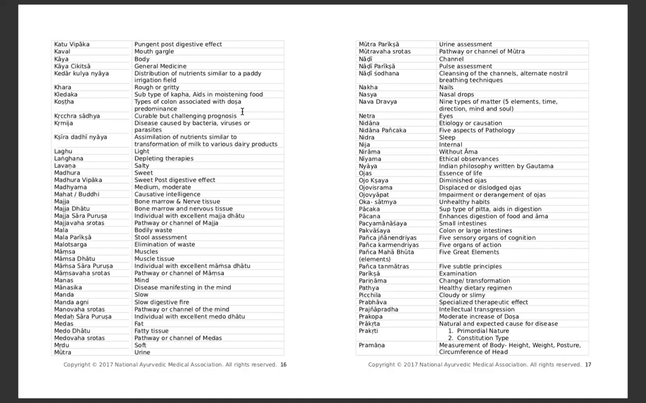I can't. Look how I ramble. I can't even stay on track. Ojo kshaya. Ojo vishrama, which is displaced or dislodged ojas. Ojo vyapata, which is impairment or derangement of ojas. Okasatmya. I have to admit, I've not heard of that one, but I will look it up.